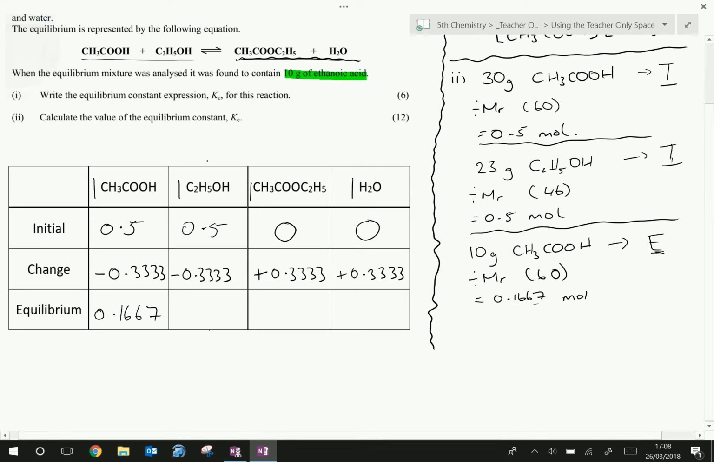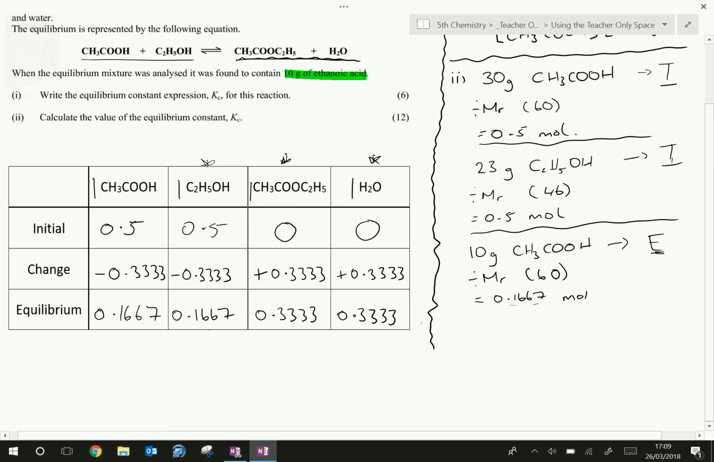So if we look at the column for ethanol, I began with 0.5 moles. I used up 0.3333 moles. So I'm left with 0.1667 moles. For my ethyl ethanoate, I started with nothing. I produced 0.3333 moles. So I have 0.3333 moles. Likewise with the water, started with nothing, produced 0.3333, so I now have that many moles. So I have all the numbers in my equilibrium row now.